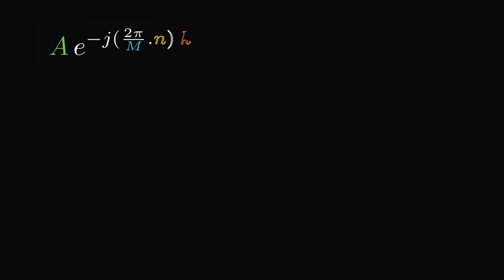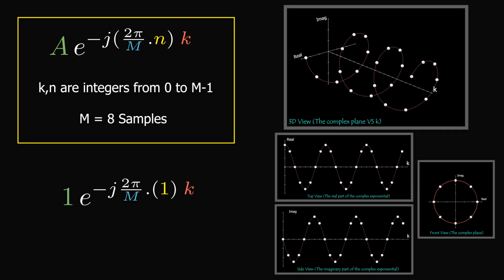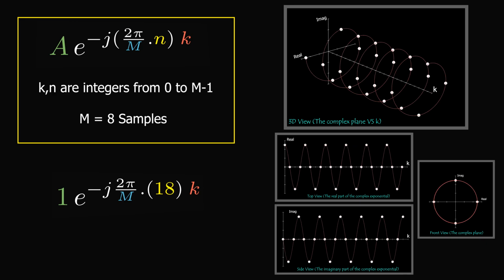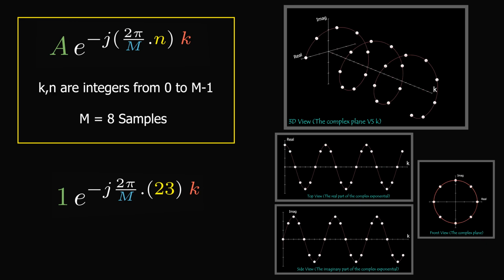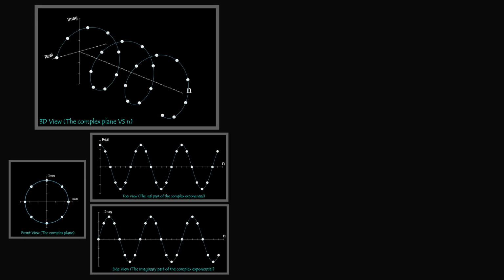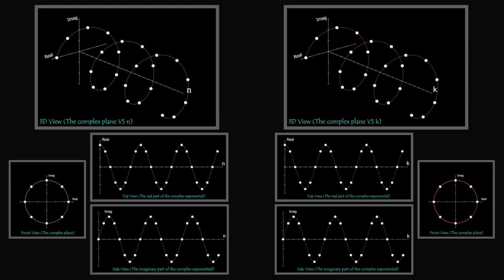We can also plot the function versus k at a specific n value. For instance, at n equals 1, the discrete complex exponential can be plotted versus k, one sample for each value of k, where k is an integer from 0 to M-1. If we increase n, the speed of rotation increases, since the angle of each sample increases. The plot versus n is called the discrete time domain, while the plot versus k is the discrete frequency domain. You can think of k as the discretized frequency, while n is the discretized time.